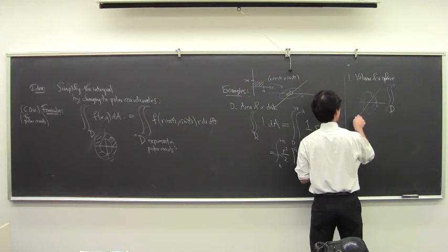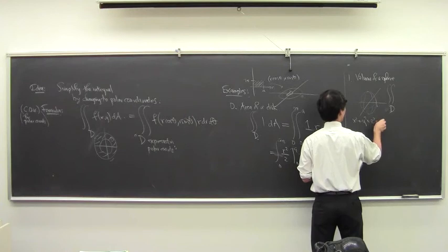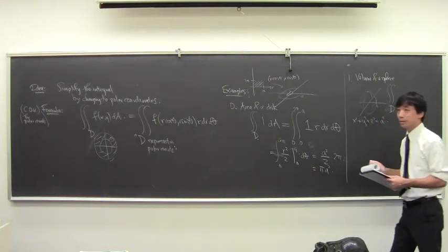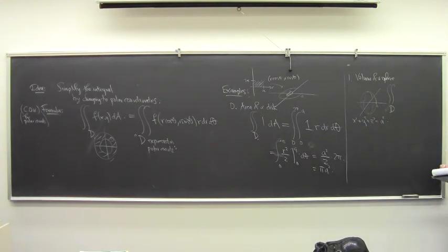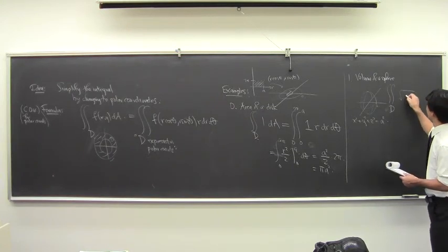So this is a sphere: x squared plus y squared plus z squared equals a squared. That's a sphere, and we want to integrate the height, which is z. So what do you get? Square root of a squared minus x squared minus y squared.